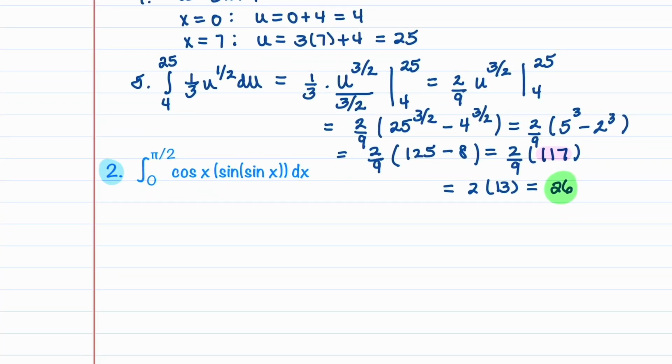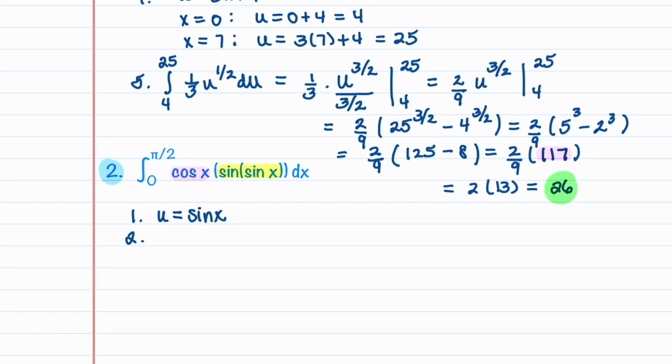Let's now look at our second example. For this one, I wanted to do a trig example, and this one is definitely complicated. To choose u, we want to let u be the function whose derivative is in the integrand. Notice that we have a complicated expression involving sine x, and then we have a standalone cosine x. That standalone cosine x can be our derivative. So let's let u be equal to sine x, and let's just see what we get.